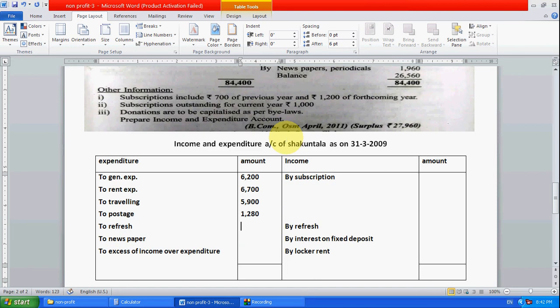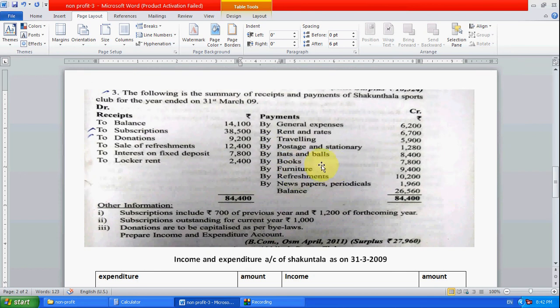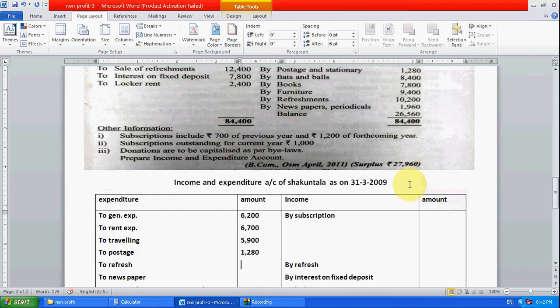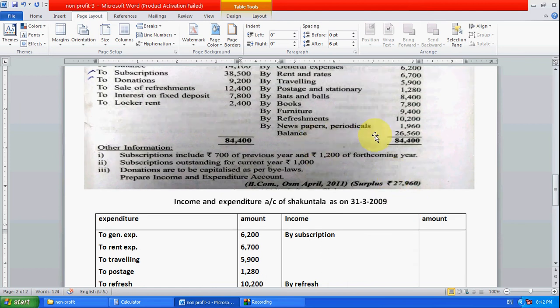Next, bat and balls are assets. For a sports club, bats and balls are assets. Books are also assets, as later we can sell them. Furniture is also an asset. Refreshment is an expense of 10,200. So write 10,200 for refreshment.